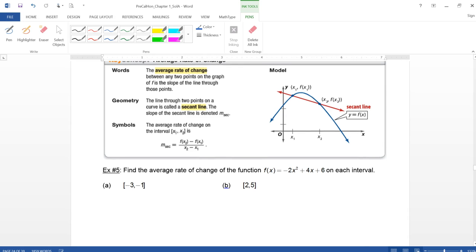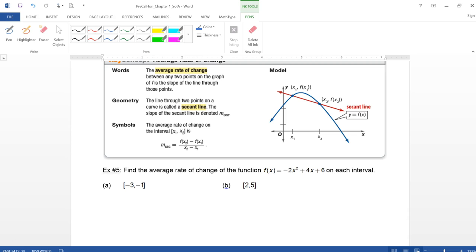Average rate of change. Okay? Rate of change. So, for example, your speed. Let's say you drive 300 miles and it takes you, I don't know, 4 hours to do it. So what's your average speed? It's the entire distance that you drove over the entire time that it took you.